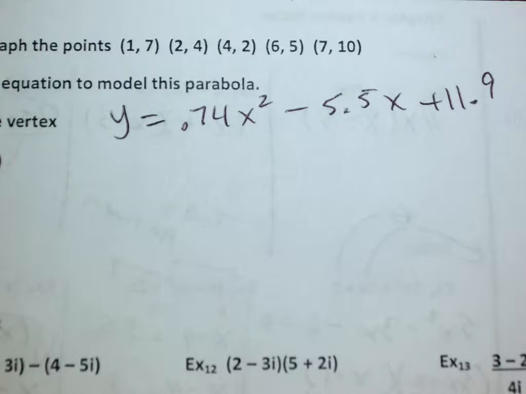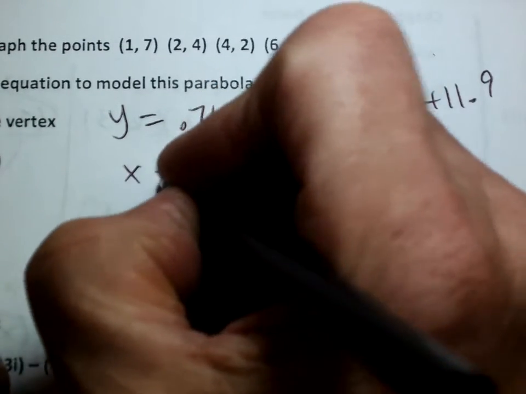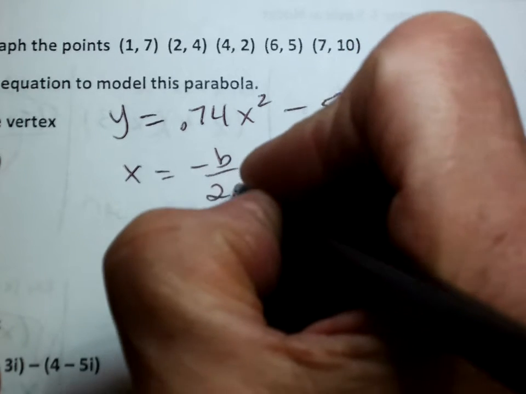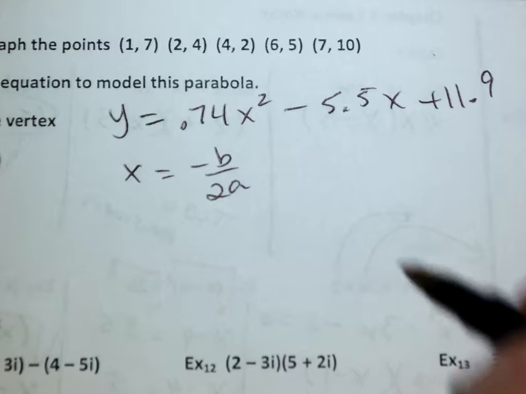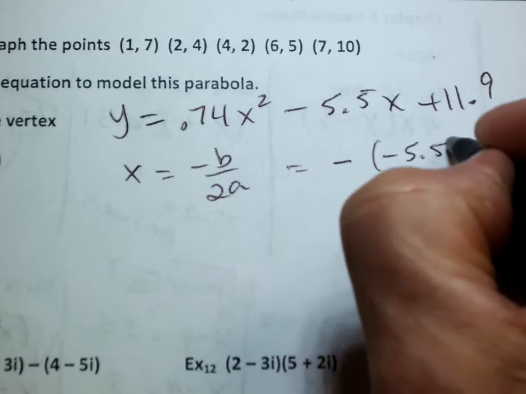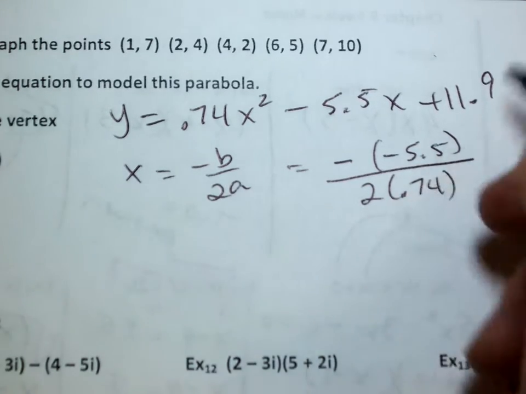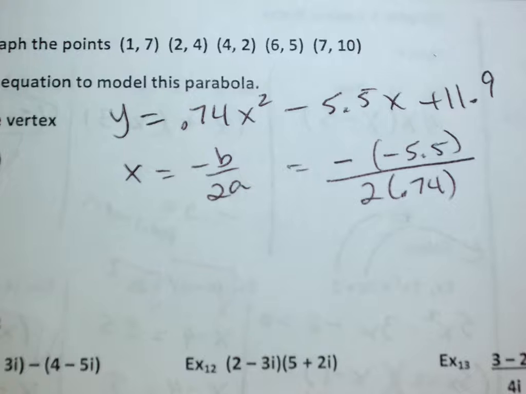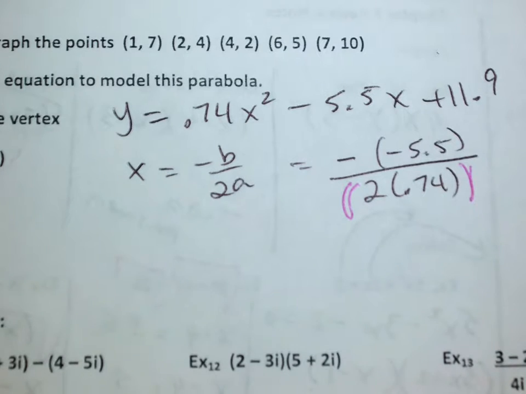Find the vertex. To get the vertex, we're going to have to use negative b over 2a, because that would give us the x value of the vertex. So I'm going to use negative 5.5 divided by 2 times a 0.74, and I'm going to need to use my calculator to do this. Make sure when you use parentheses that you really use them, so that you divide by the entire bottom.